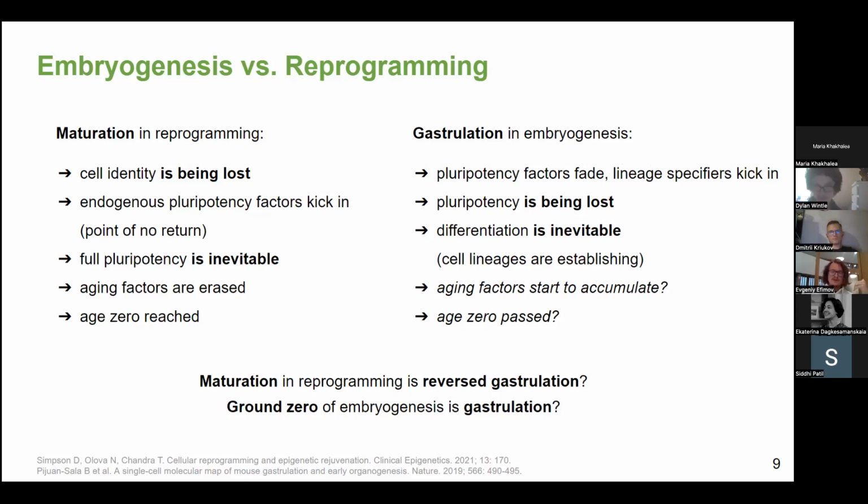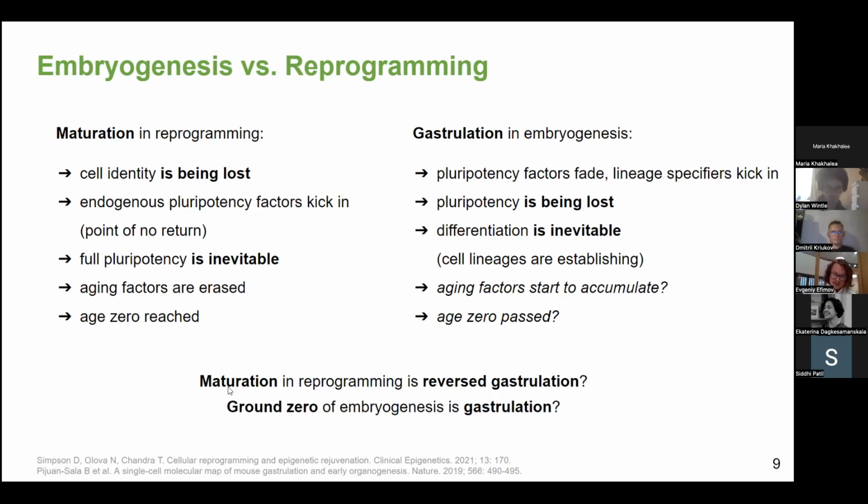kick in, which means that pluripotency is being lost, and differentiation, the choice of certain programs, becomes inevitable by the end of gastrulation. However, what we don't know is whether some aging factors begin to accumulate during this stage, and whether age 0 is passed. So, merging these two conclusions, I suggest that maturation in reprogramming is reversed gastrulation, or vice versa.